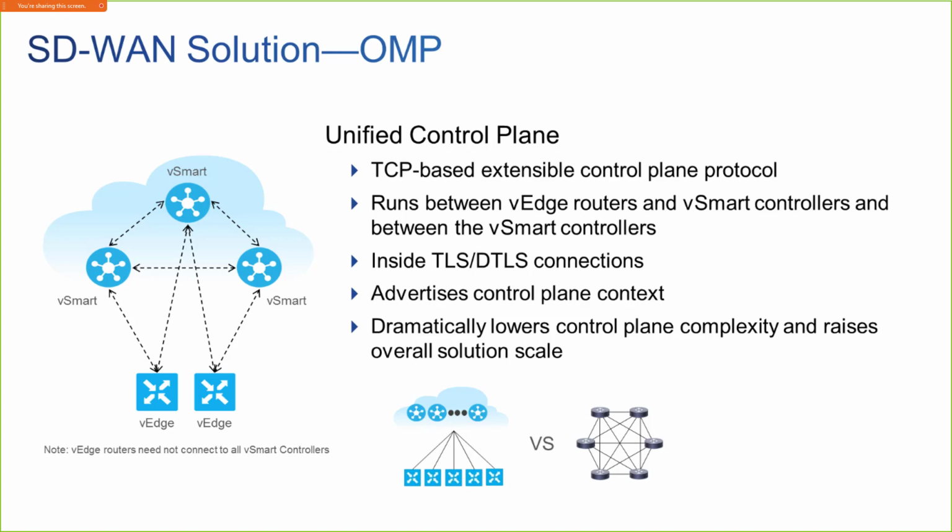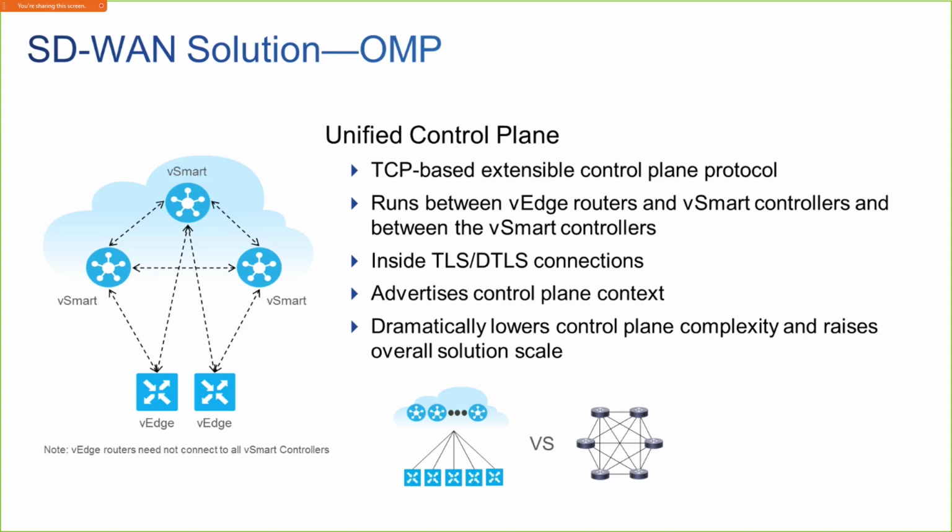OMP actually advertises 3 types of routes. I don't know if I need to get into this in this much detail right now, but I guess we will since we're talking about it here. We'll see this again later on as we get into the implementation. But there are 3 types of routes.